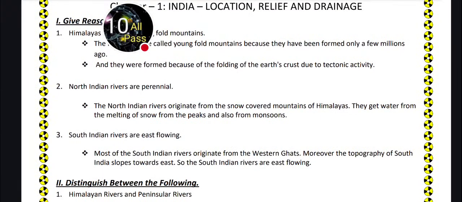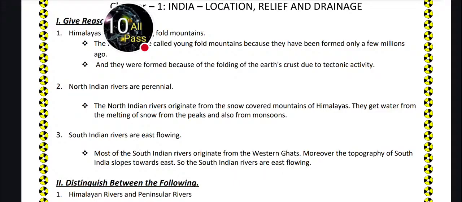North Indian rivers are perennial. Answer. The North Indian rivers originate from the snow-covered mountains of Himalayas. They get water from the melting of snow from the peaks and also from monsoons.